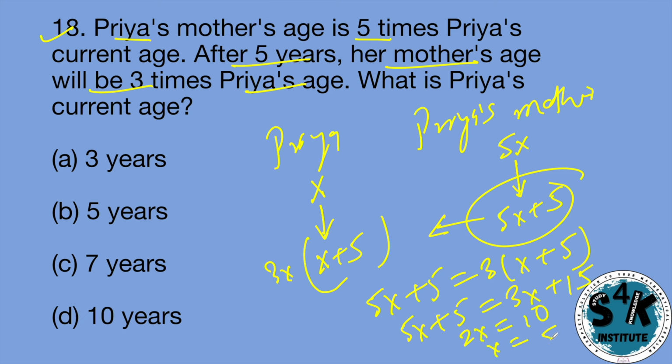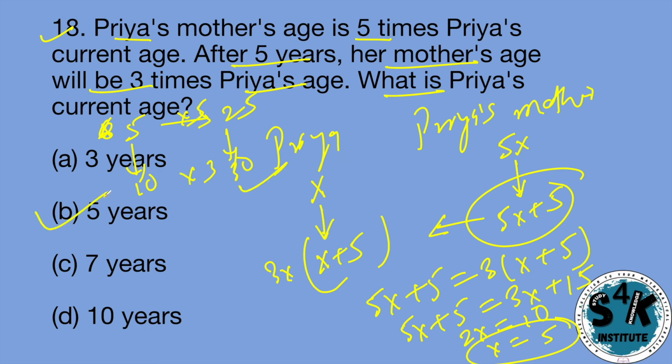X value will be 5. So Priya's current age, let's put and check. If Priya's age is 5, Priya's mother's age will be 25. After 5 years, it becomes 10, and it becomes 30. So initially it was 5 times, now it becomes 3 times. So both are correct, so the answer is 5, correct.